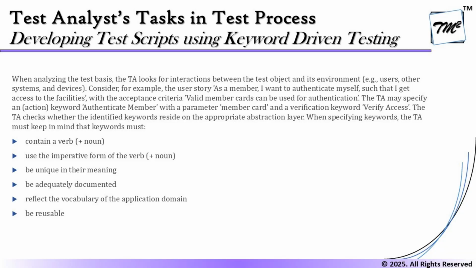Of course, it should contain a verb plus noun. Use the imperative form of verb or maybe a noun. Be unique in their own meaning. That means there should be no duplicacy, no conflicting keywords. By adequately documenting it and reflect the vocabulary of the application domain, that is, what are the key functions which the users can perform at any point of time. For example, searching a flight, booking a flight, canceling a flight, modifying an existing flight.